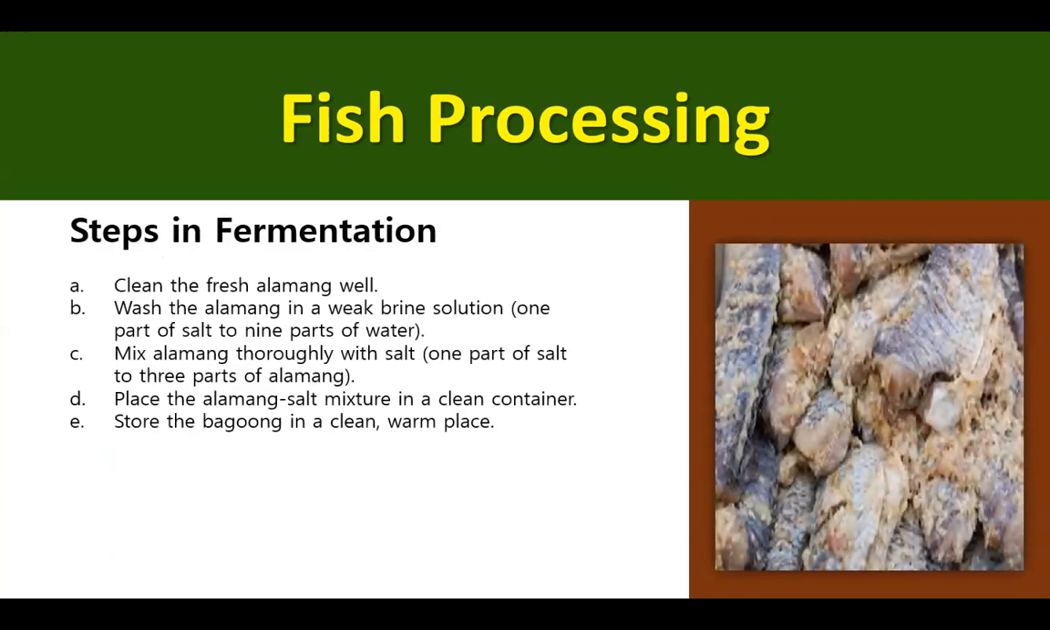Steps in fermentation. First, clean the fresh alamang. Remove sticks, shells, seaweeds, and other materials. Next, wash the alamang in a weak brine solution, 1 part of salt to 9 parts of water. Drain it well, cover the container while draining the alamang to keep flies away.